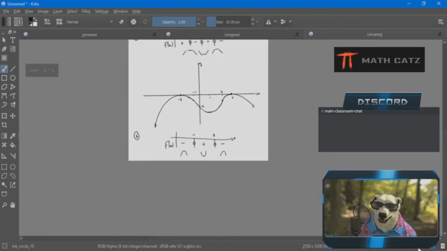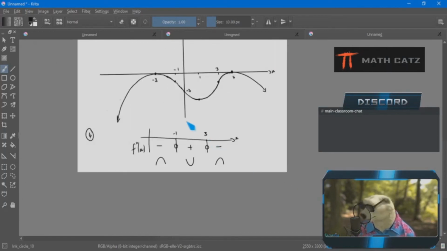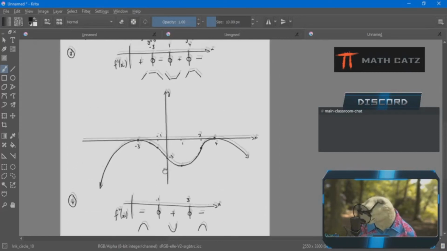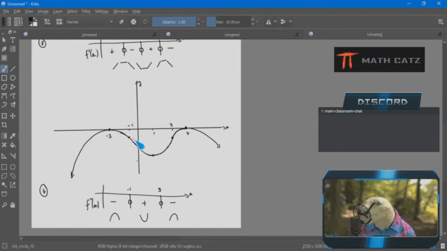Zoom out a touch. That's too much. Don't zoom out that much. There we go. Not too bad at all. But it's maybe nice and relaxing to just sit back, watch me do it.